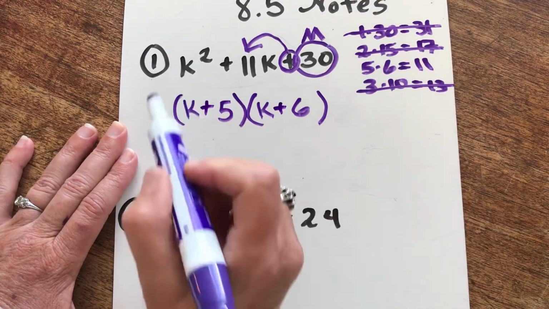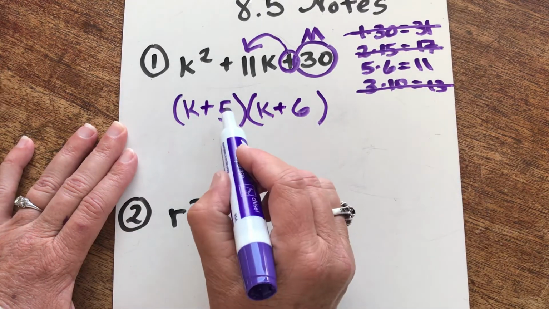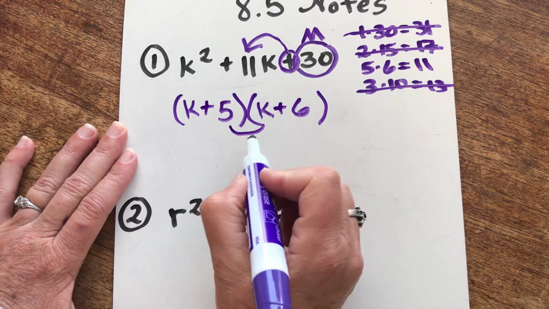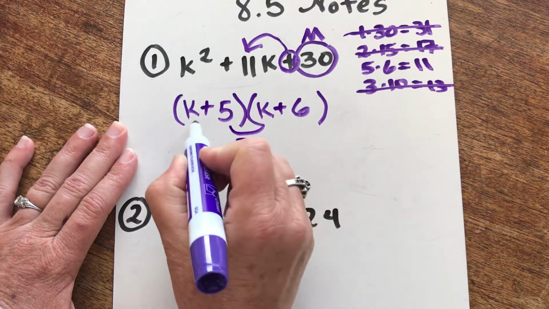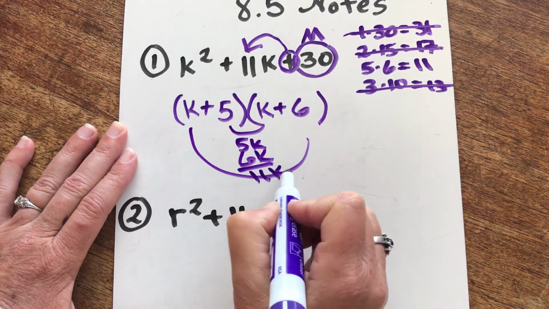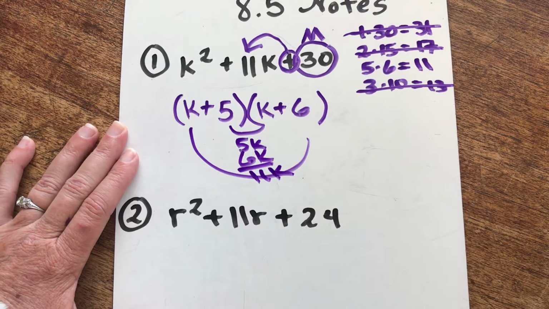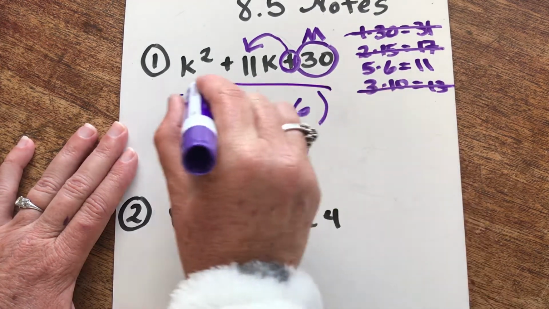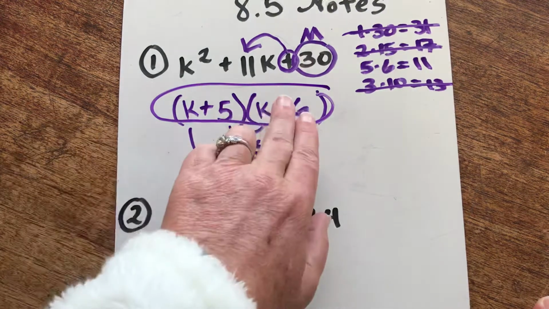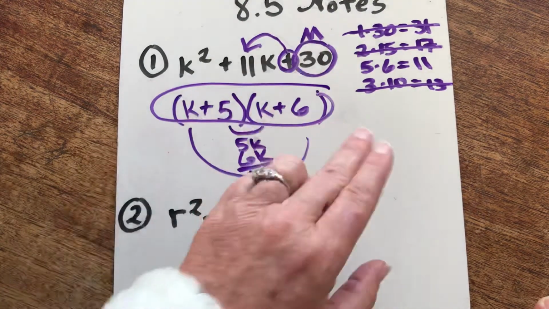K times k is k squared. That checks. 5 times 6 is 30. Positive 30. That checks. Let's check the middle real quick. Gives me a positive 11k. It all checks. This is my answer. You could also have k plus 6 first and k plus 5 second.